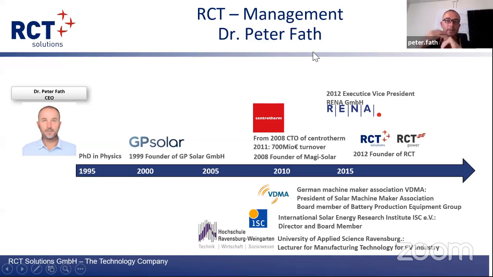Just a quick snapshot from my side. I'm 28 years in photovoltaics. I worked as a teacher at university for 12 years. I was then assistant institute leader. Later on, I moved to a German machine maker, Centrotherm. We prepared 4 solar factories in India for Jupiter Solar, Websol, and so on. I was CTO and director of Centrotherm. Later on, I moved to another German machine maker, Rena, who does wet chemical equipment. And now I founded RCT Solutions and RCT Power.